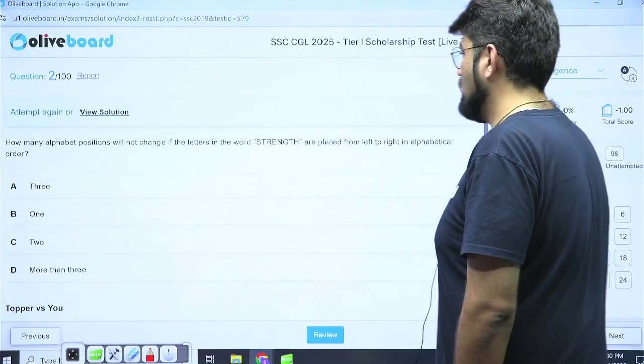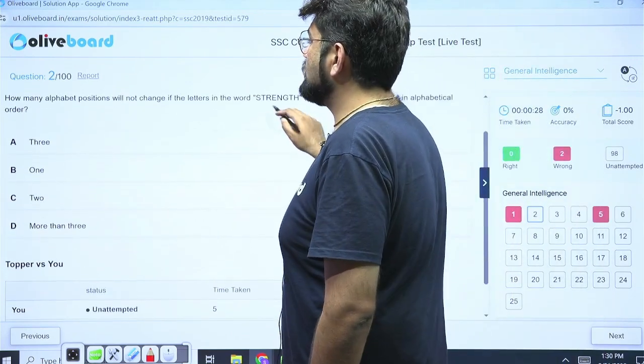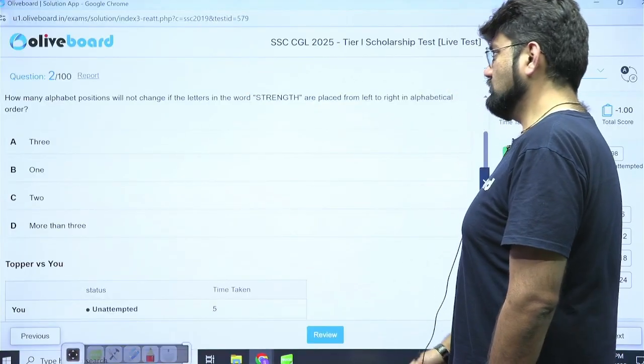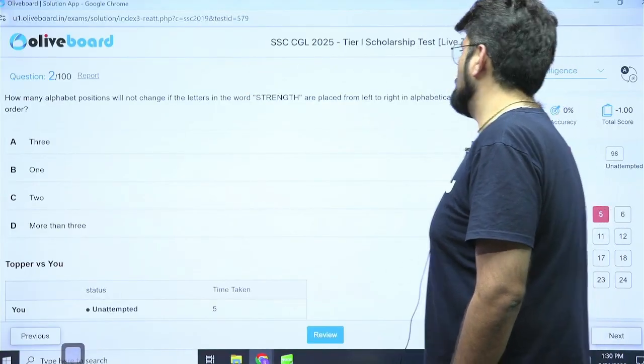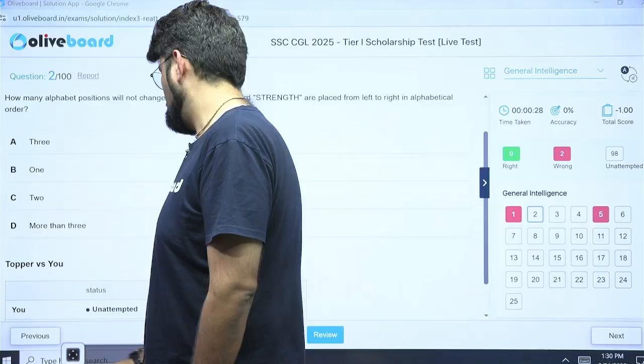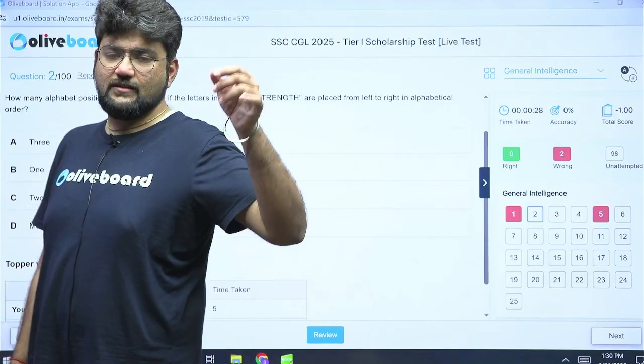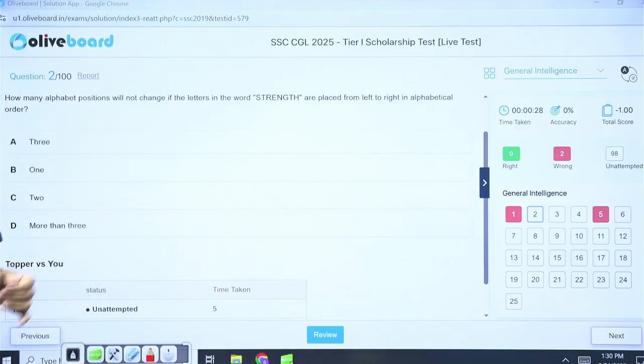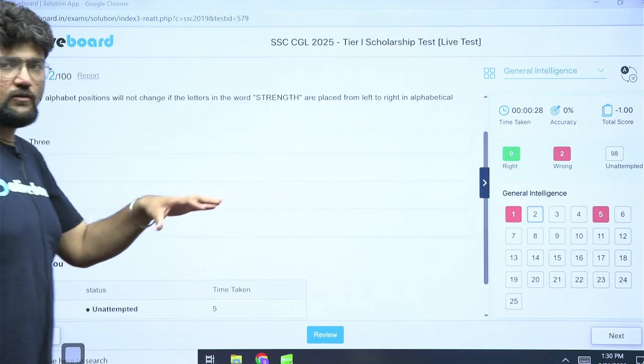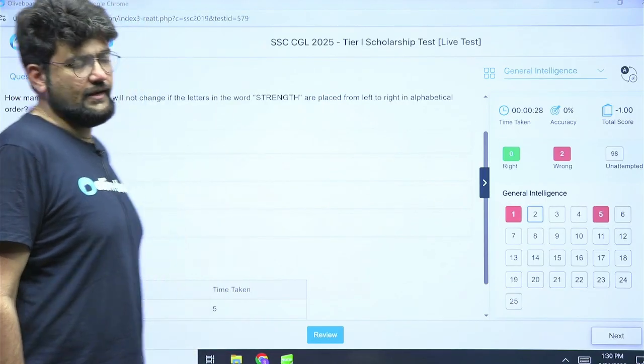Next, question number 2. How many alphabet positions will not change if the letters in the word STRENGTH are placed from left to right in alphabetical order? Let's check. In this video, you can just hit the pause button and take your time to solve this question. You can pause it now, solve the question, then play again to watch the solution.